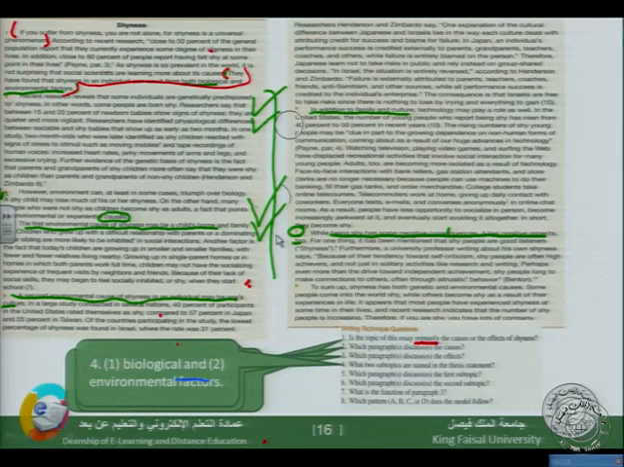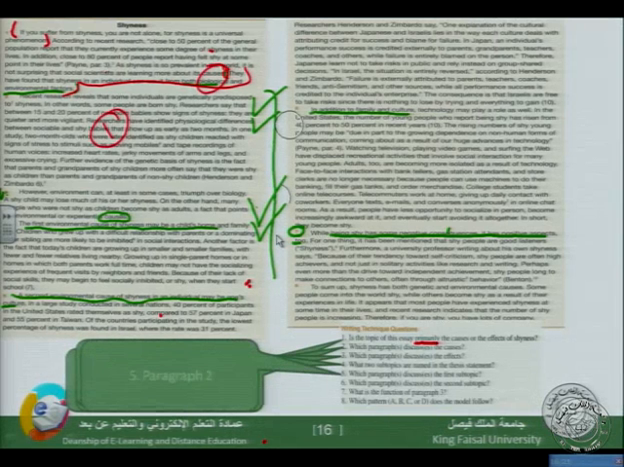Which paragraphs discuss the first subtopic? What was the first subtopic? It was about the biological. Which paragraph talks about the biological side? This one. So it is paragraph number 2. Paragraph number 2 talks about the biological factors that cause shyness. So here it talks about the biological side.